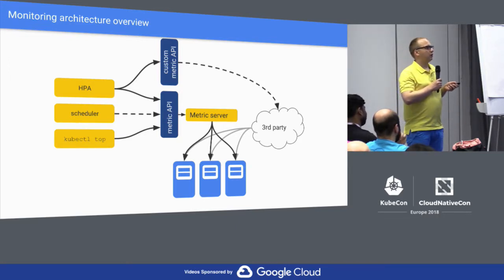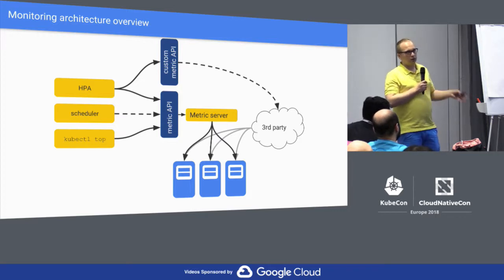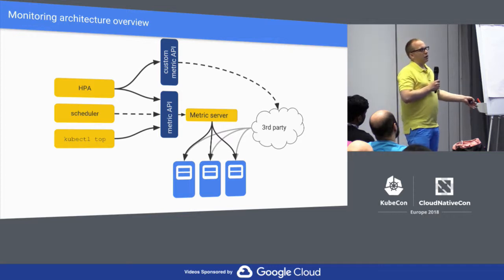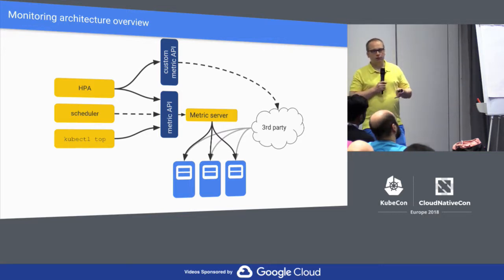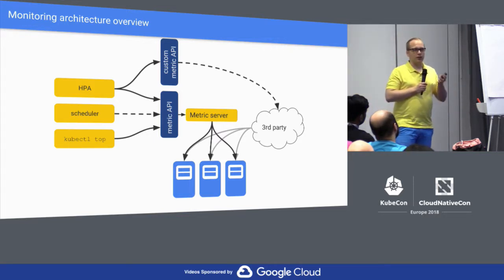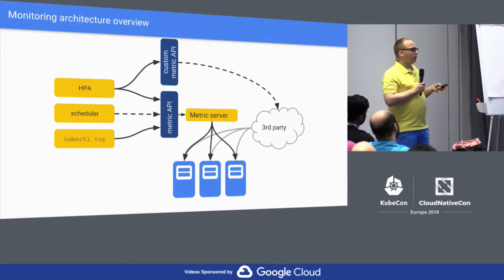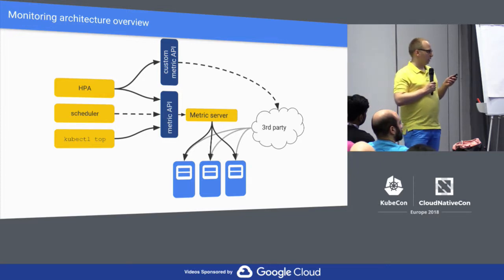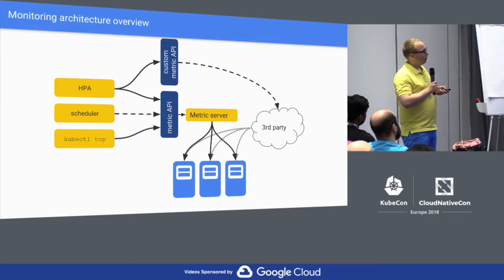As for now, horizontal pod autoscaler uses metrics from custom metrics API to scale pods based on other metrics than just resource usage metrics. So this can be, for example, average request latency, or maybe number of requests, or length of your pub/sub queue, or maybe even something more sophisticated. So this is more or less the overview of architecture.